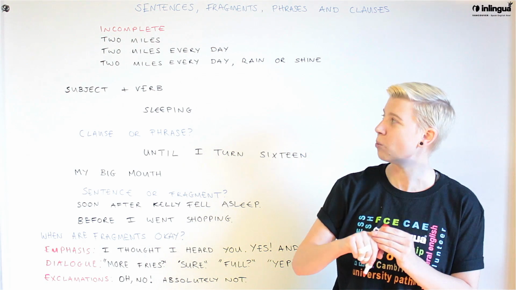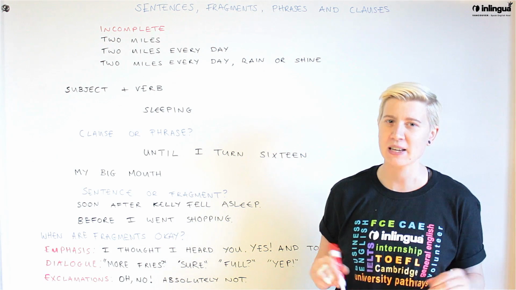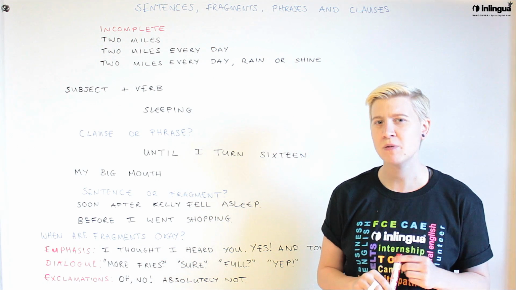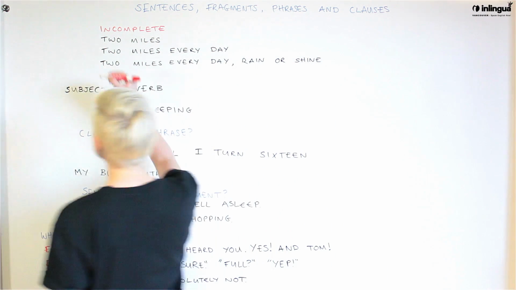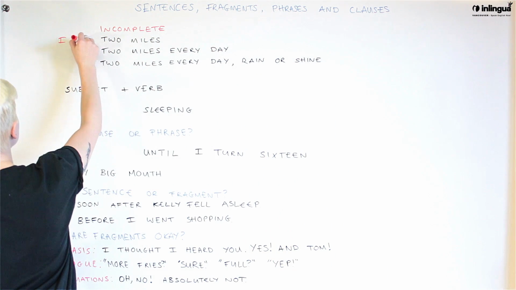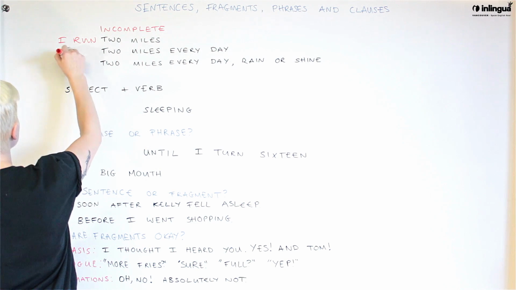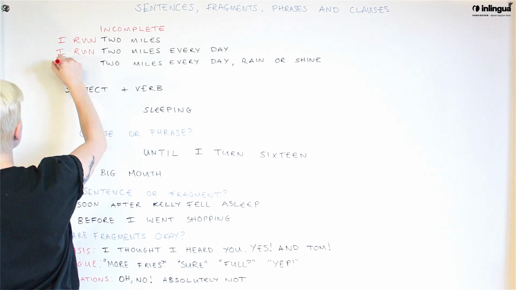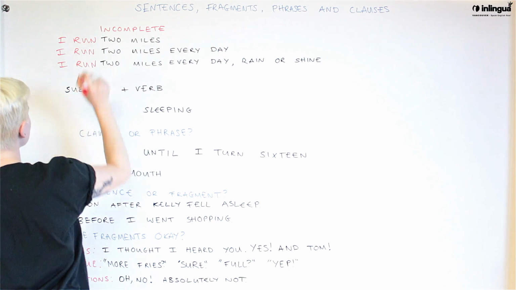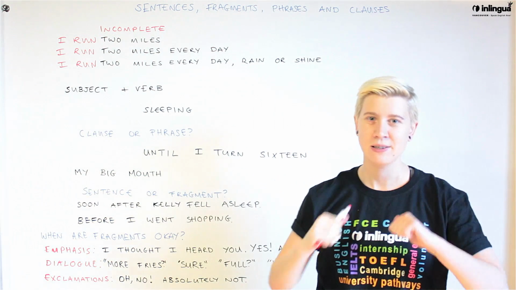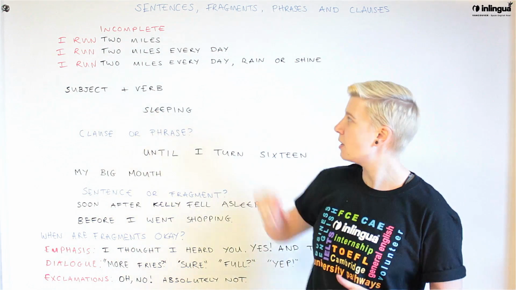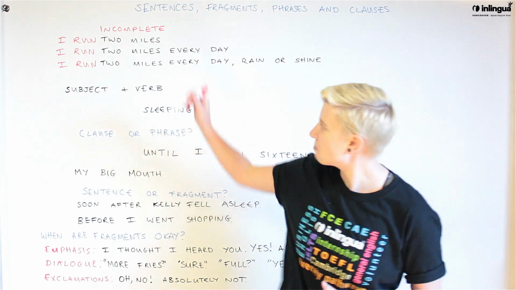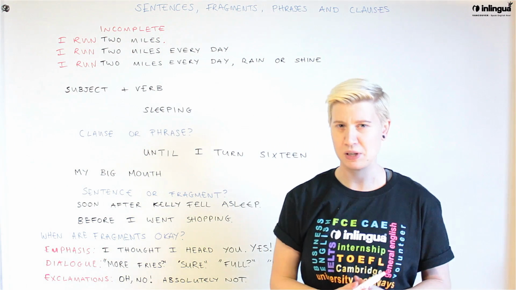So, what is missing up here? The subject and the verb. Can you think of a subject and verb to add here? I can. There we go. Subject, I, and a verb, run. I run 2 miles. Period. Now it's a complete sentence.